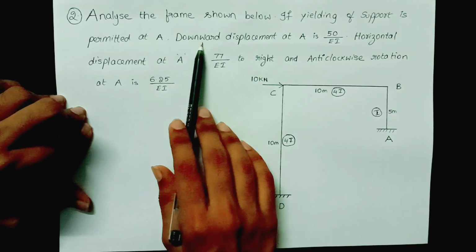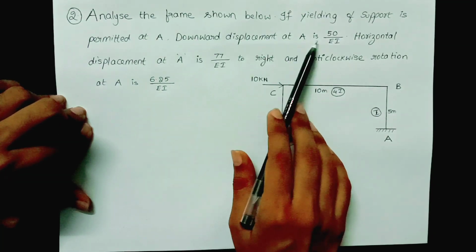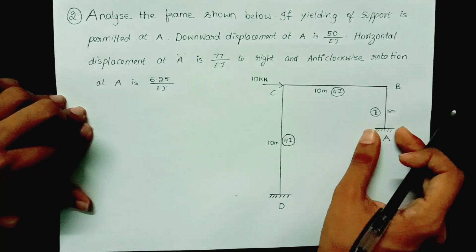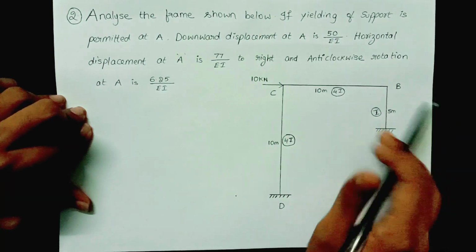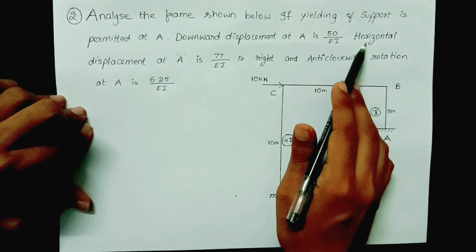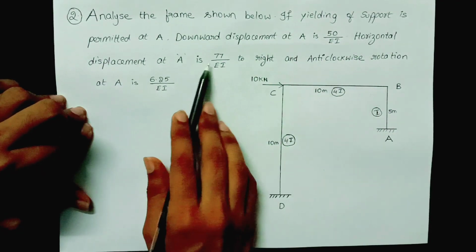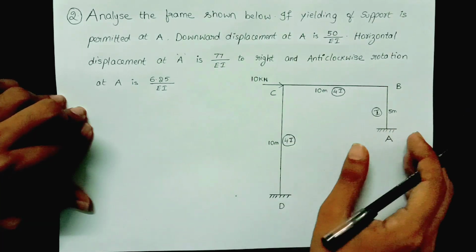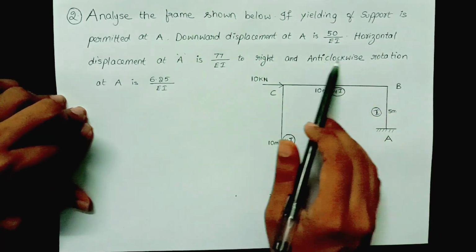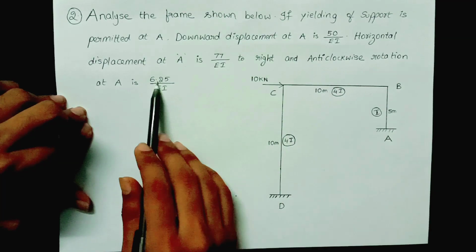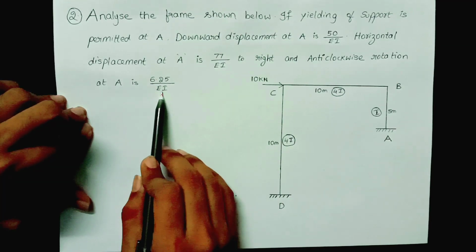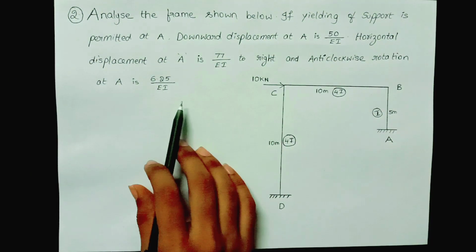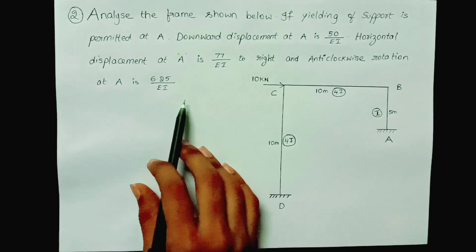It is given that the downward displacement at A is 50 by EI. That means the support A is sinking by an amount 50 by EI. Similarly, the horizontal displacement at A is 77 by EI, towards the right. And the anti-clockwise rotation at A is 6.25 by EI. So there is yielding at support A. Now this is all about the question, and we have to analyze the frame by using the slope deflection method.